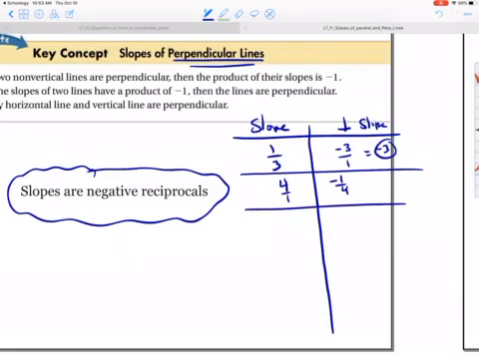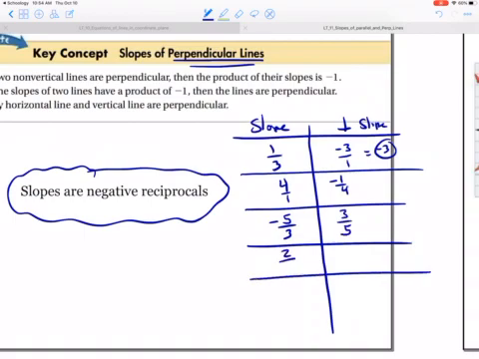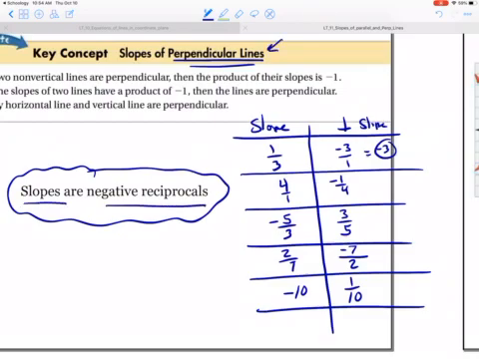If I have a slope of -5/3, my perpendicular slope would be the negative of a negative, so it's positive 3/5. If I have a slope of 2/7, my perpendicular slope would be -7/2. If I have a slope of -10, my perpendicular slope would be the negative reciprocal, 1/10. So that's how we find if two lines are perpendicular on the coordinate plane: their slopes will be negative reciprocals.